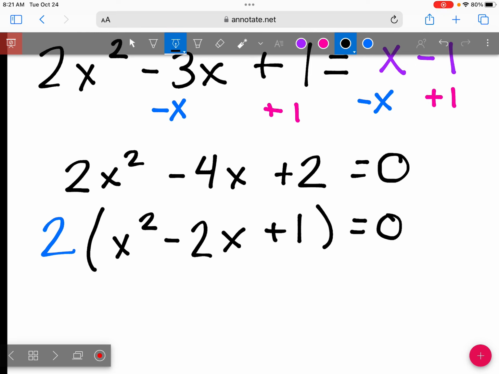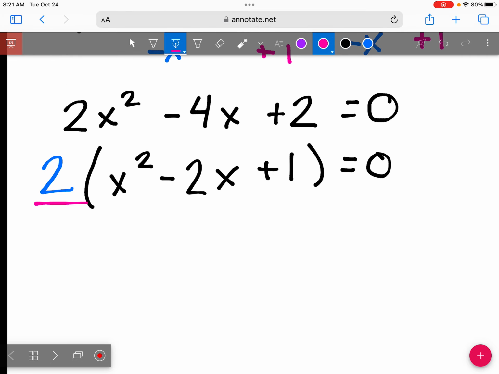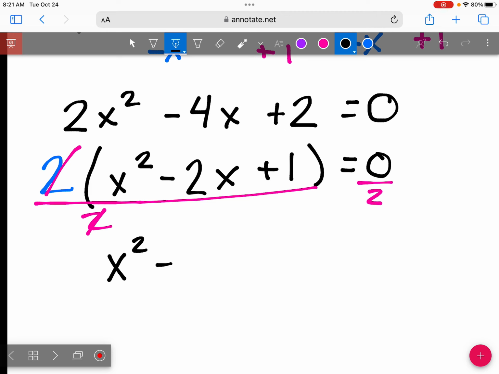Then what? Divide 2 on both sides. Absolutely valid. Since we're solving, we're not looking to get this into a factored form. We can divide by 2 and get rid of them altogether. X squared minus 2x plus 1 equals 0. Now what? Take the square root. Can't take the square root right now.